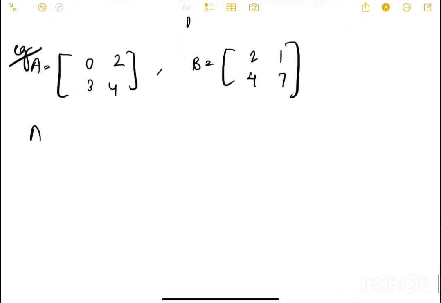Okay, I want to add these two matrices. I will first of all check whether the order is the same. What is the order here? 2 cross 2, and the order is 2 cross 2. I hope this is clear by now. How do we find the order of a matrix, right?